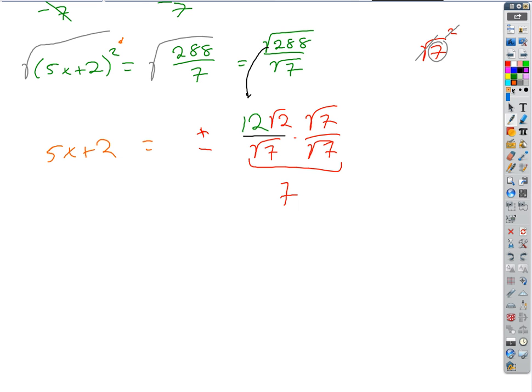this whole thing starts to look a little bit better. We get 5x plus 2 equals plus or minus, on the top, we're getting 12 times the square root of 14. On the bottom, we just get a 7. Okay, that looks good. We still want to look at that and scratch our heads and say, okay, can we go any further with that? Square root of 14? No, we're stuck with that, aren't we? Right? There's going to be no couples in those factors, right?